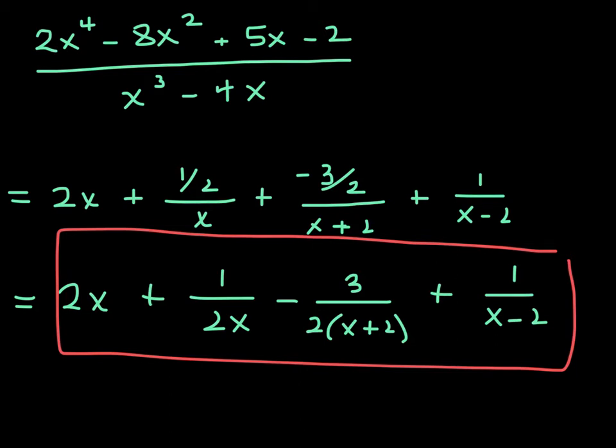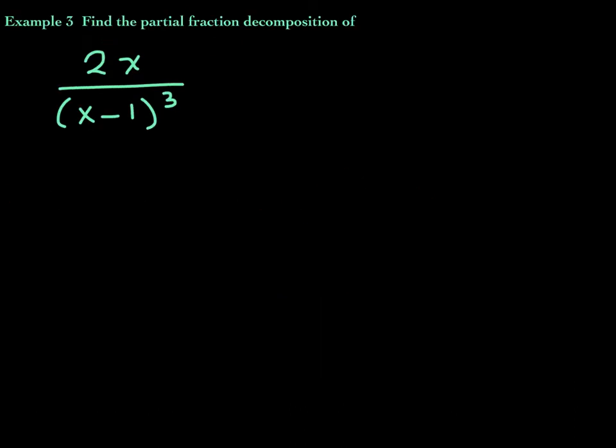So far, the two examples that we've looked at have had distinct linear factors. The next example we look at, we will see repeated linear factors. All right, we are finding the partial fraction decomposition of 2x over x minus 1 cubed. Now notice that, first of all, this is a proper fraction. We got degree 1 over degree 3. Secondly, notice that this denominator is already factored, right? X minus 1 cubed is just x minus 1 times x minus 1 times x minus 1.